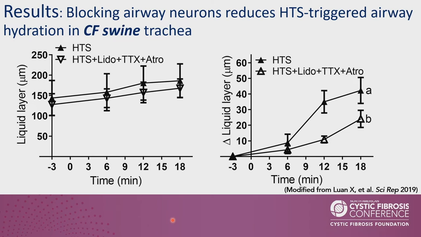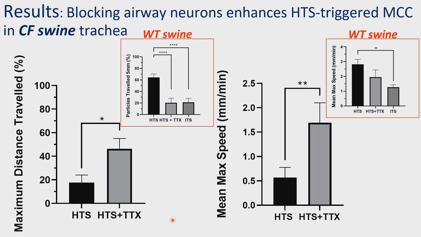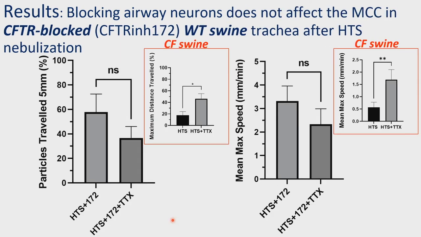Because of the limitation of the CF tissue, we can only choose certain experiments to measure, so we didn't actually measure that. That's a good question. TTX is a nonspecific blocker. But the main conclusion is that CF is different, and when we block CFTR in wild type, it didn't recreate the same condition. So we think the mucus secreted from the gland must contribute to this.